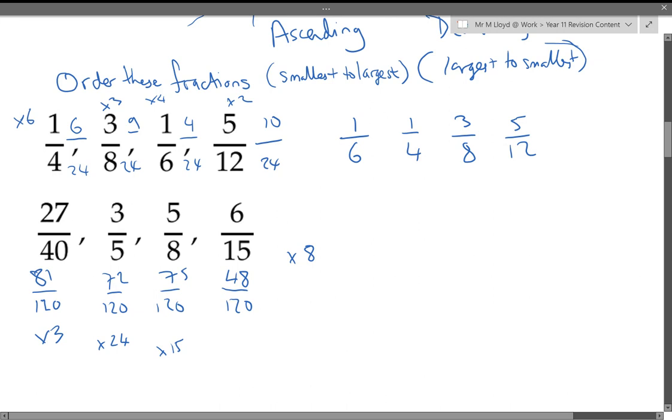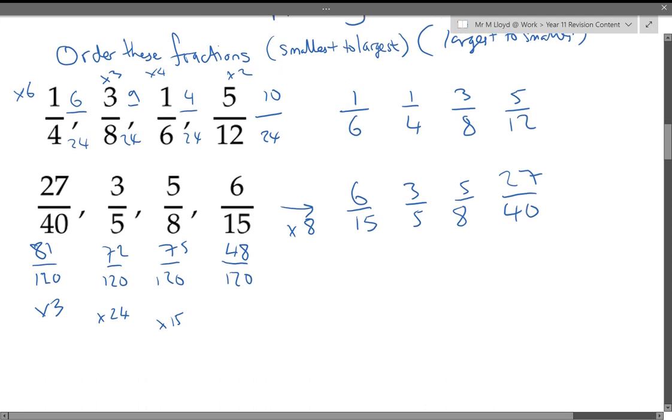Okay, great. Right, let's write these out in order. So we've got 6 over 15, 3 over 5, 5 over 8, and then 27 over 40. Any mistakes? Put them in the comment box.